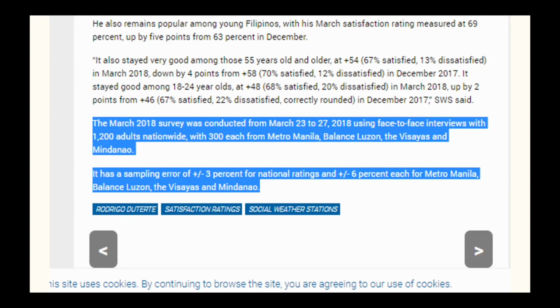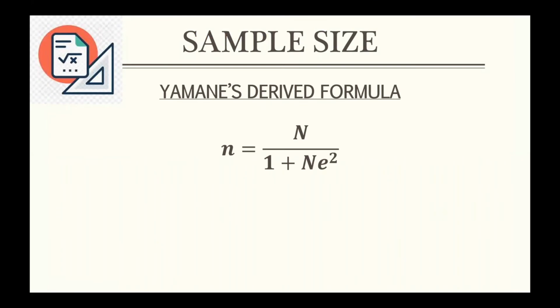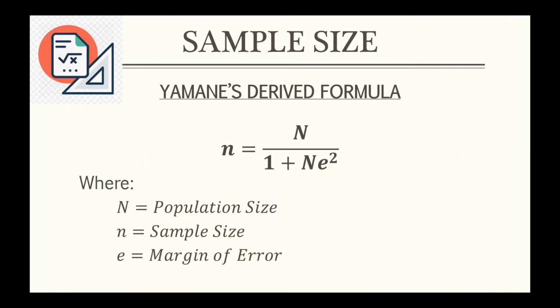If you're going to ask, how did they come up with 1,200 adults to answer the survey when in fact, as of 2018, the total population in the Philippines is 106 million. In this video, we're going to discuss how to compute for the sample size using the Yamane's derived formula. That is, sample size equals population size all over 1 plus the population size multiplied by the margin of error squared.